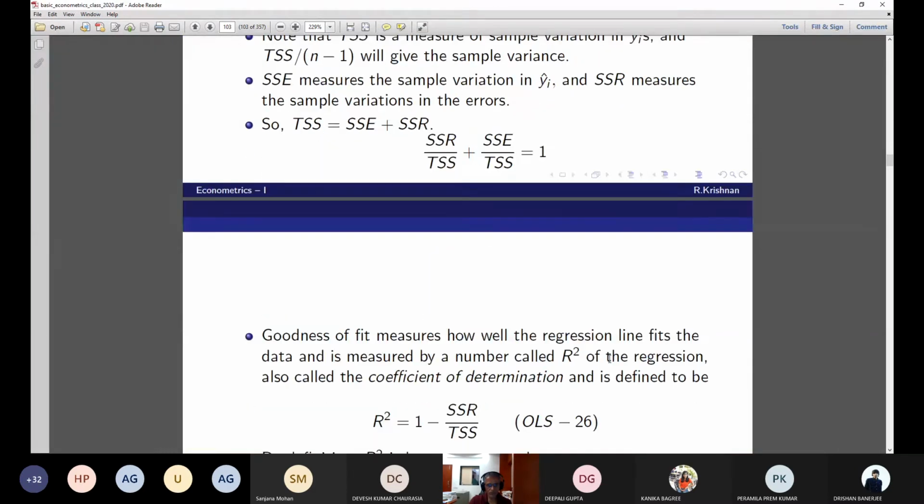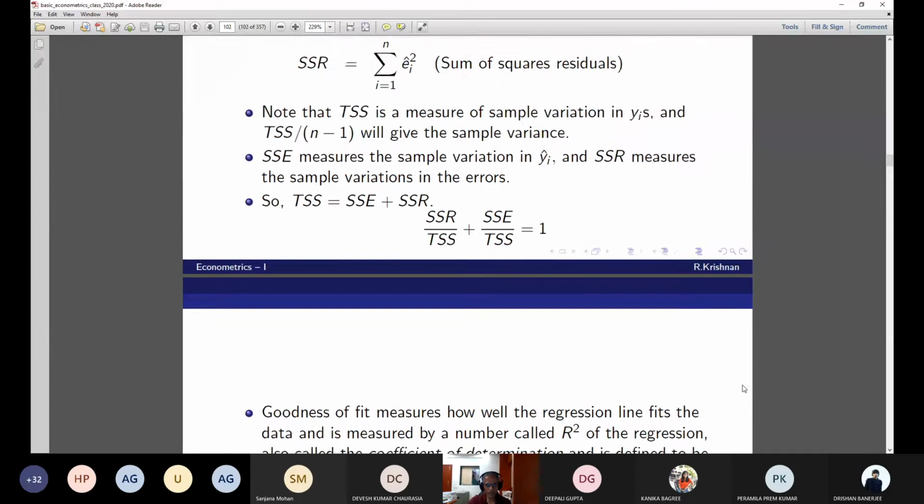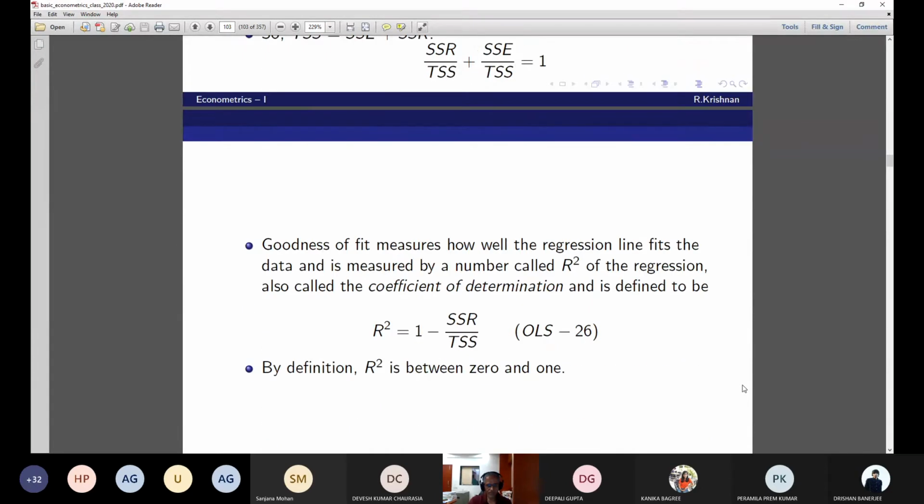So this gives you a goodness of fit measure. Goodness of fit measures how well the regression line fits the data and is measured by a number called R square of the regression, also called the coefficient of determination. Some people call it coefficient of multiple determination. R square is defined as 1 minus the residual sum of squares divided by the total sum of squares. By definition, R square will be between 0 and 1.